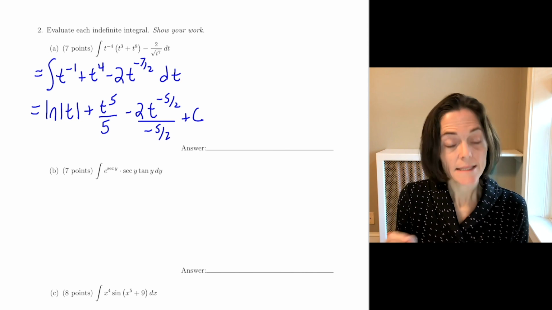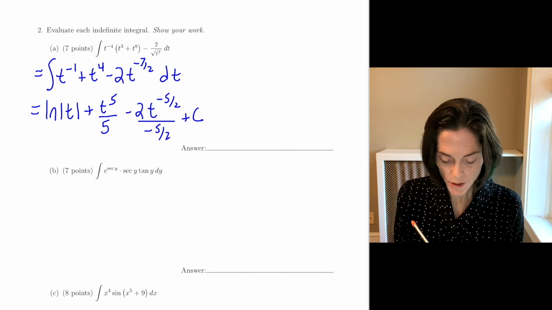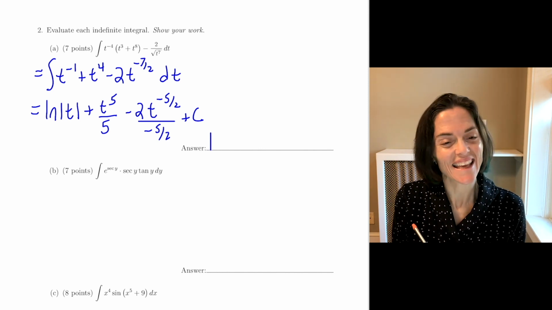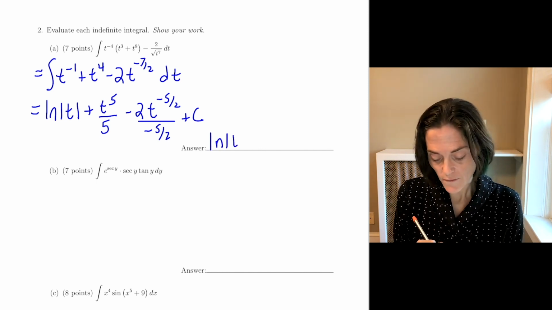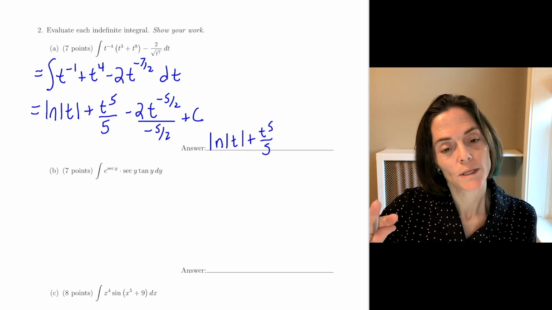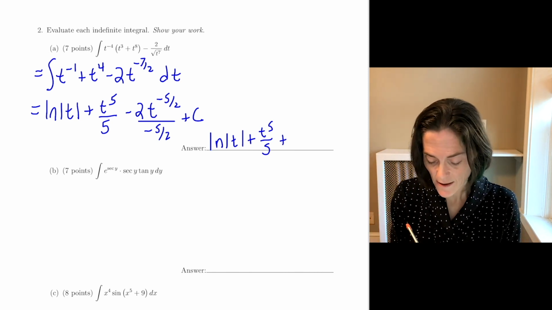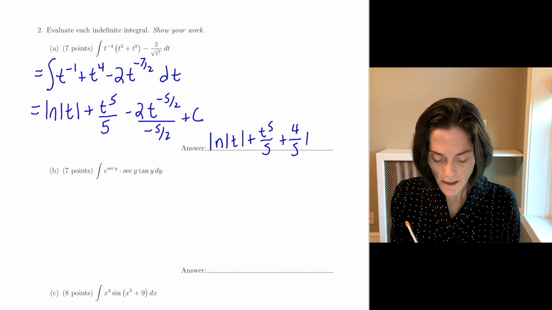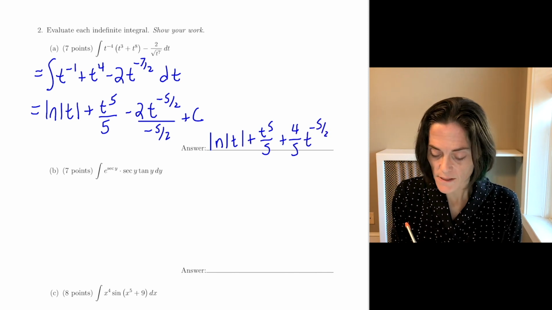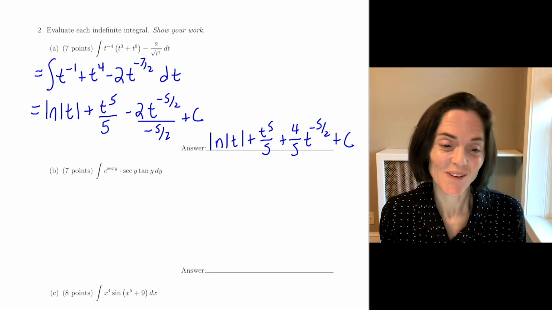Now, we typically do not leave fractions in the denominator, so let's just rewrite this last term. I'll do it in my answer blank. We have ln absolute value of t plus t to the 5th over 5. This one, when we invert and multiply, you notice it's plus 4/5. We have plus 4 over 5, t to the -5/2, plus c. So this is my final answer to this question.